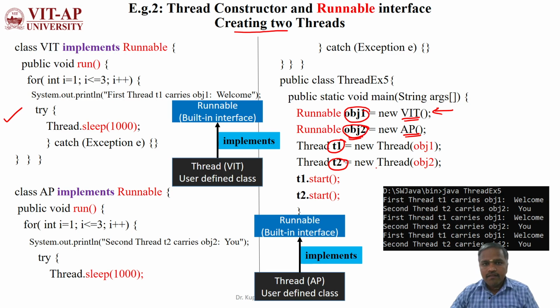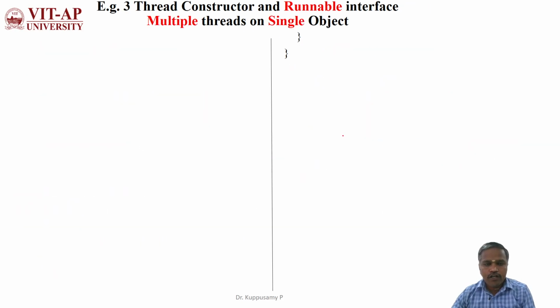But a single object can be used for multiple threads like T1, T2, T3, etc. And also obj2, that single object, can be used for thread 1, thread 2, thread 3, etc. So this kind of example we are going to see now, by creating multiple threads to work on a single object by using the thread constructor with the runnable interface.